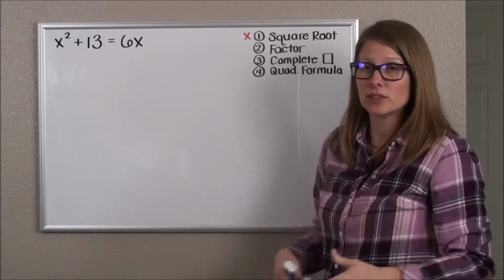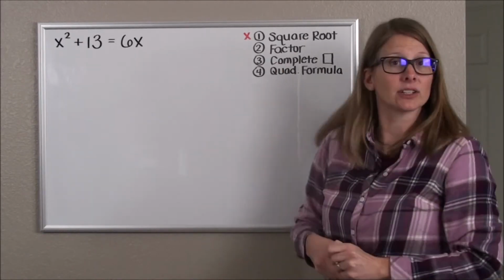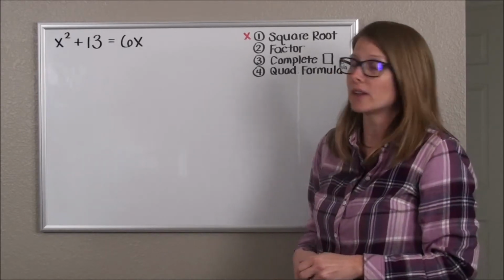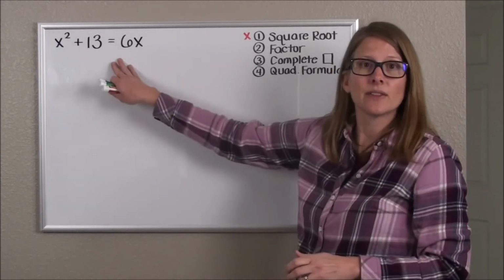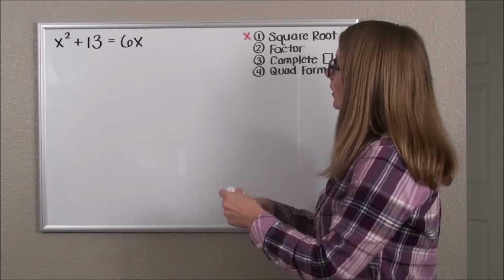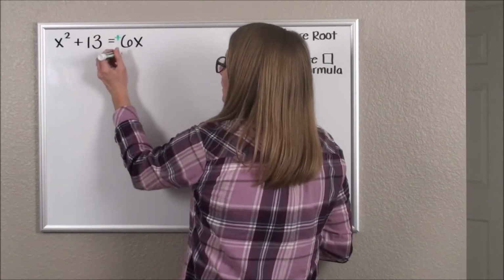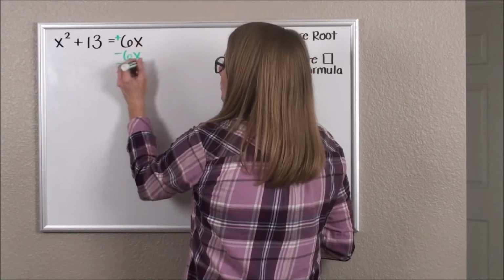The next most efficient possibility might be factoring. So let's give factoring a try. If we're going to try solving by factoring, we want to make sure that this equation is set to 0. So we're going to take this 6x, which is currently positive, and we're going to relocate it to the other side using subtraction.